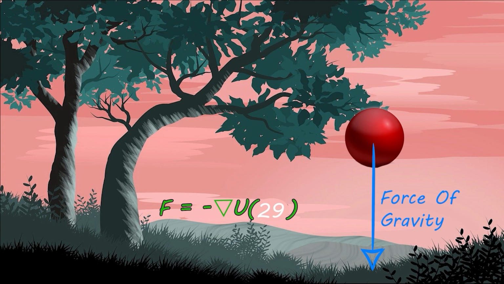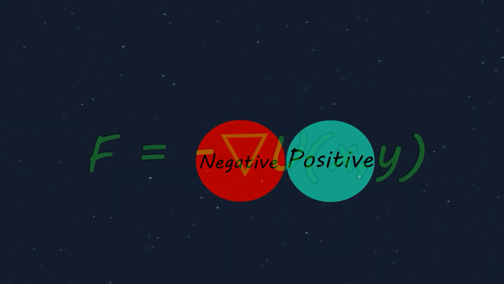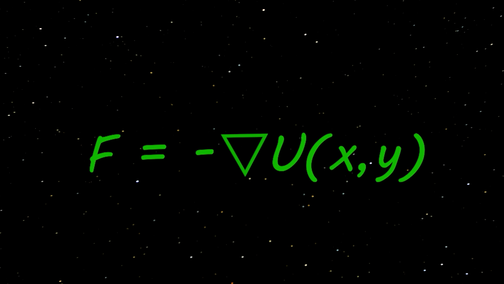Think of negative as being opposite to something else. It's like 2 opposite charges, positive and negative. It tells us no information except for that it's an opposite charge. In the same way, the negative symbol in the formula just says that the force acts in the opposite direction to the increase in potential energy.